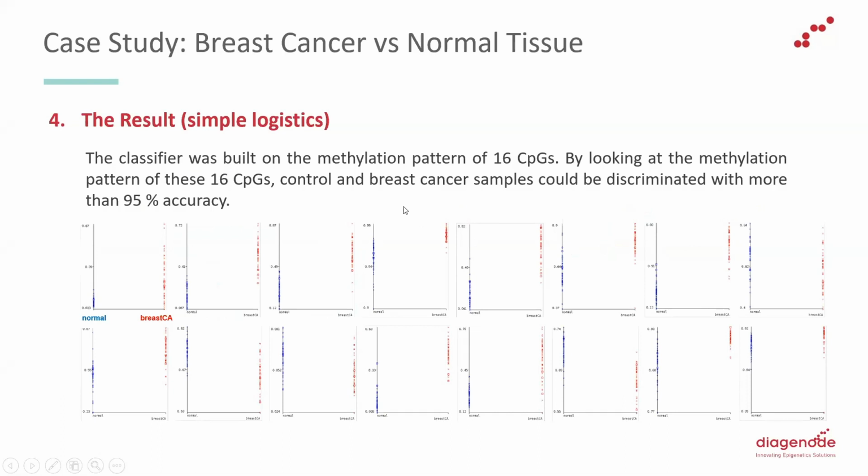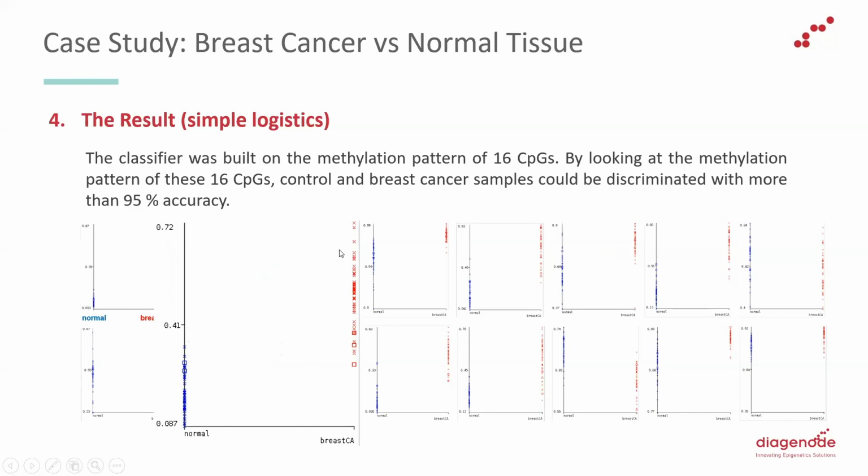So what does the classifier look like? At the end of the day, the classifier is made out of 16 CpGs within this data set, and these 16 CpGs are informative features which allow us to identify and predict whether a sample belongs to breast cancer or normal tissue. What I have depicted here on this slide is, in principle, the methylation degree of normal, in blue, and breast cancer, in red. And these are the 16 CpGs, which you can see here.